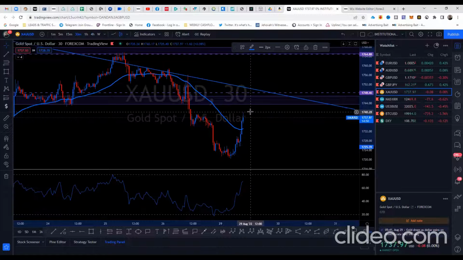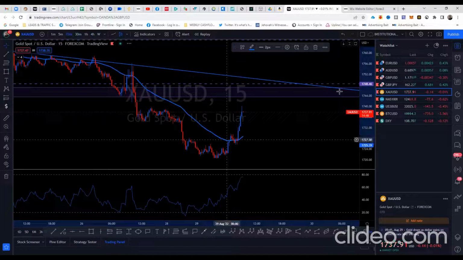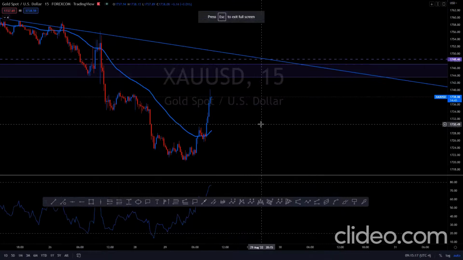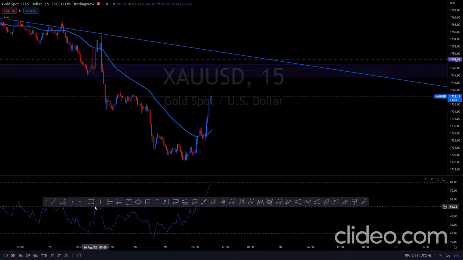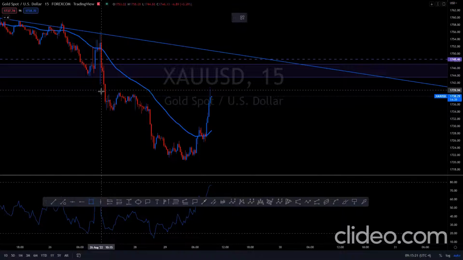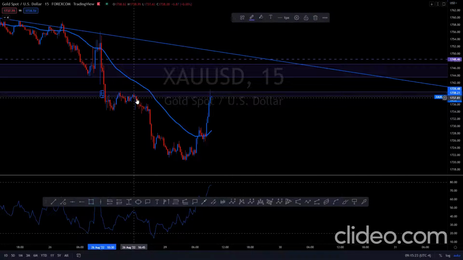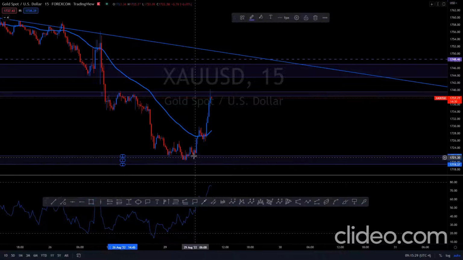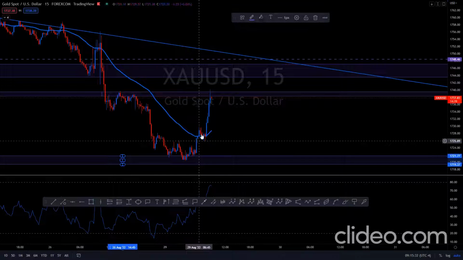Yeah, see, price bought up. So when we go to the 15-minute, when we look at this structure, we can see that this was a base supply zone here. Okay. And then there was a base demand zone here. That's what ultimately made price go up.